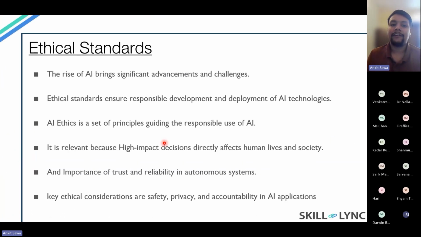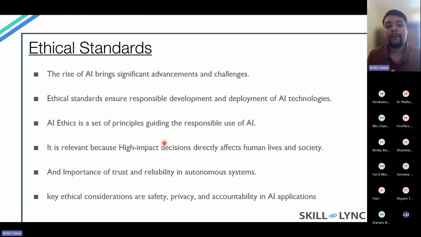So the ethical standards with the rise of AI, right? There are significant advancements and at the same time challenges that it poses. This ethical standard ensures responsible development and deployment of AI technologies. Now, AI ethics is a set of principles guiding the responsible use of AI, right? So we have to have some guidelines.